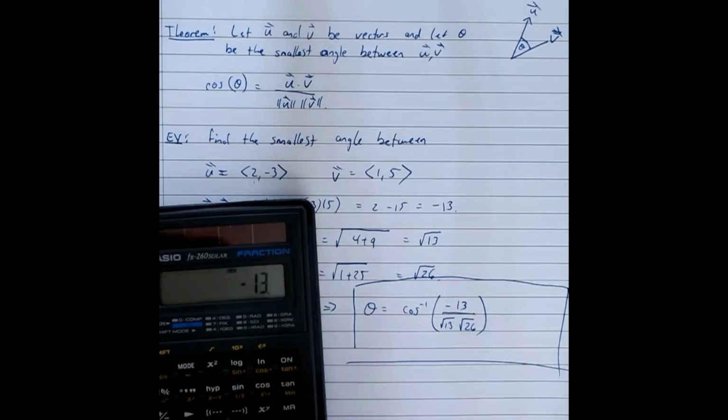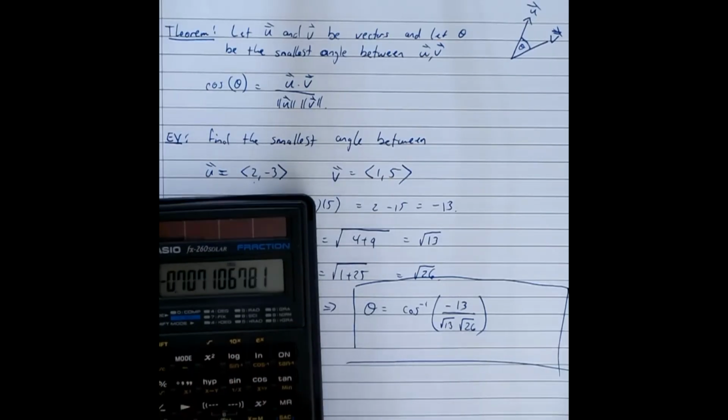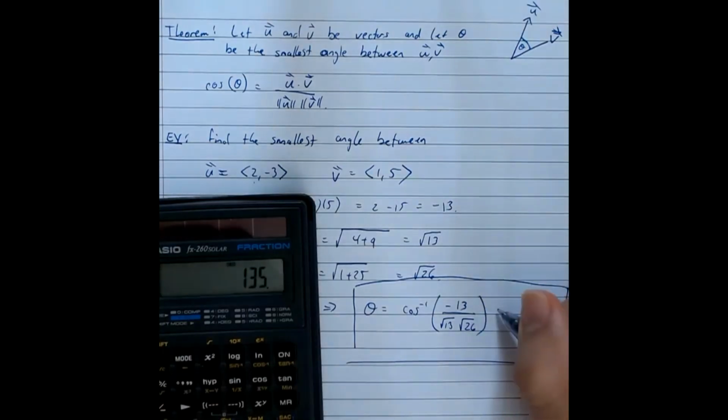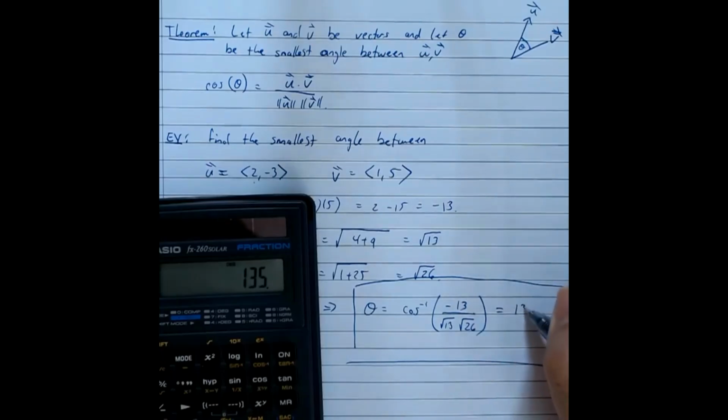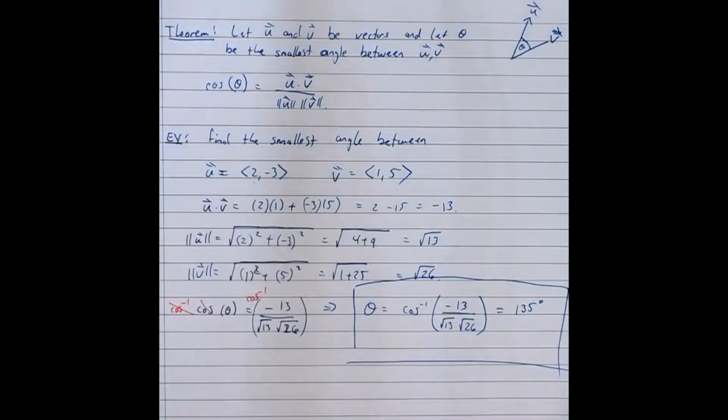So let me take negative 13 divided by the square root of 13 times the square root of 26, and that's going to give us that negative number there. All right. And then if I take the inverse cosine of that, that gives me 135 degrees. So here that means that this is 135 degrees. And there we go. So the angle between these two vectors is 135.